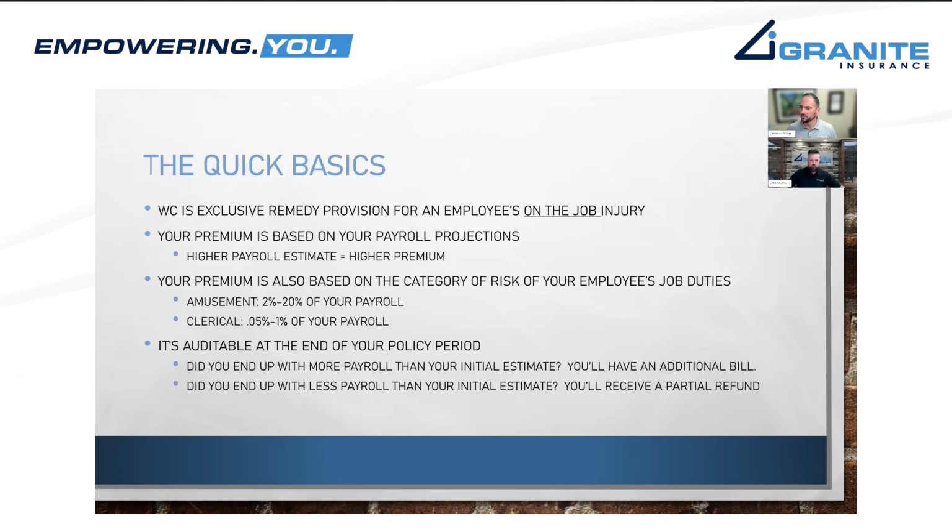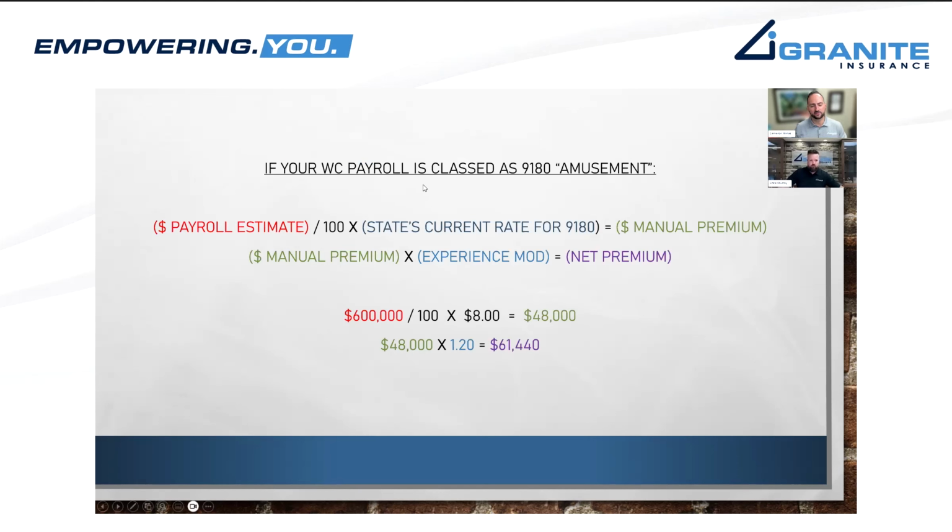So to talk about a visual of what we just talked about in the previous slide, this is just how your workers' compensation premium is calculated. Number one, you start with your payroll estimate, you divide it by 100, and then you get the rate for that specific operation that you are. In this example, we use the 9180 class code, which is the amusement class code. Whenever you multiply those things together, you get the solution, which is your manual premium. But that's not where it stops.